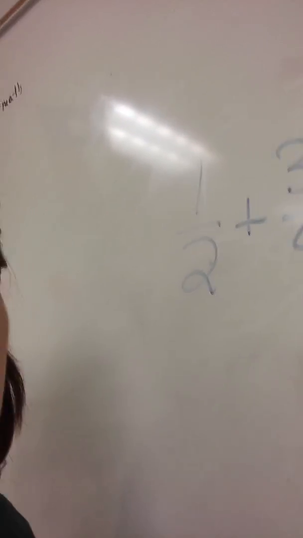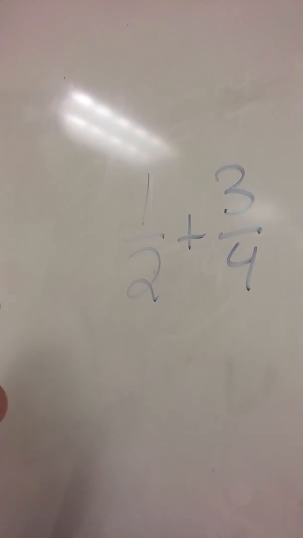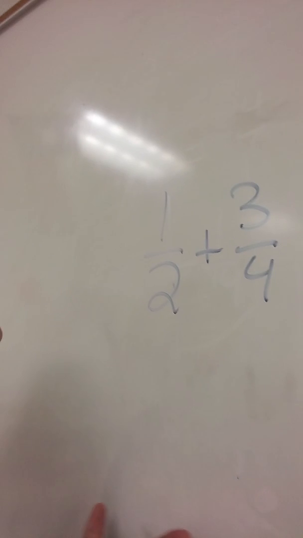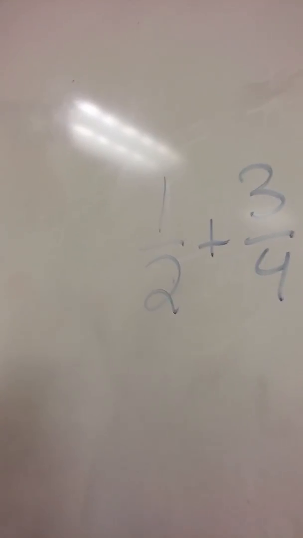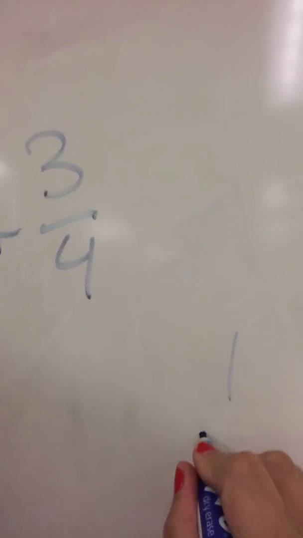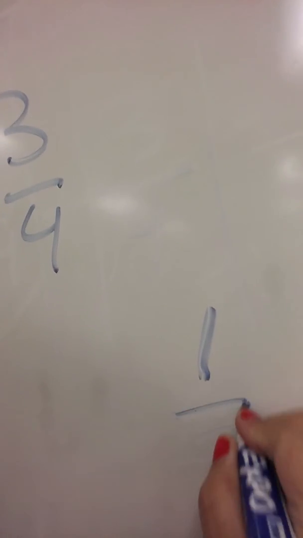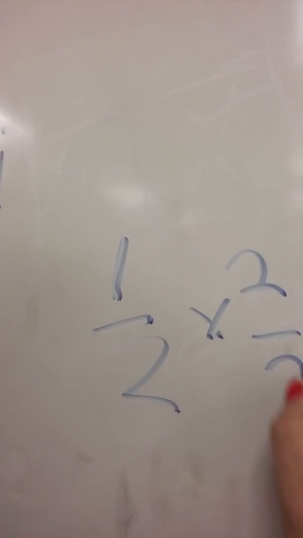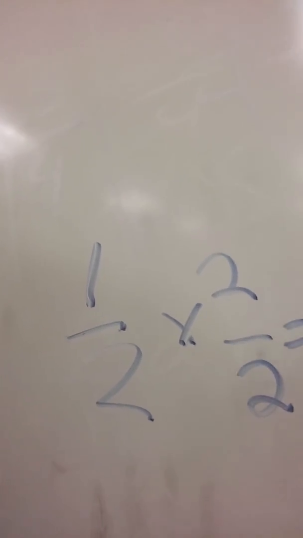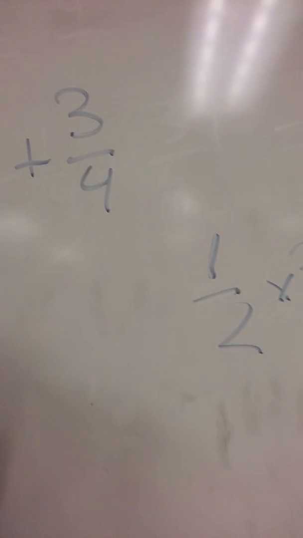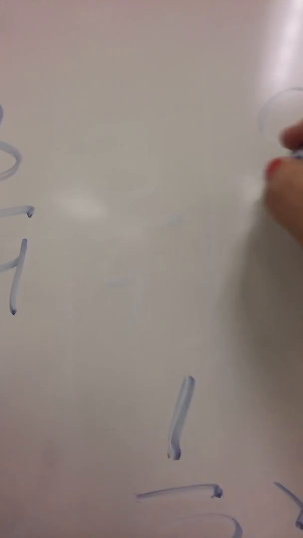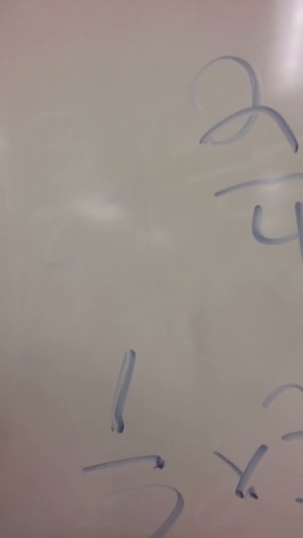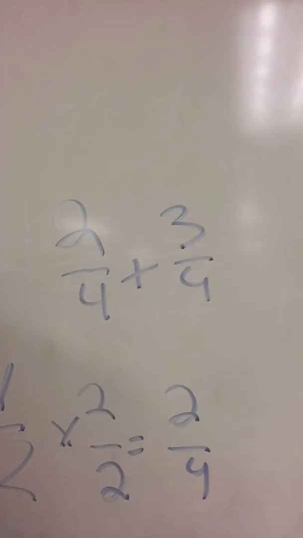I have a 2 and a 4. So I have to think, what can I easily do to make them the same? Well, I know I can easily change 2 into 4. So I'm going to take my 1/2, and my 1/2 is going to be times 2 over 2, and that's going to equal 2/4. So now I can rewrite this problem as 2/4 plus 3/4, and there it's written right there.